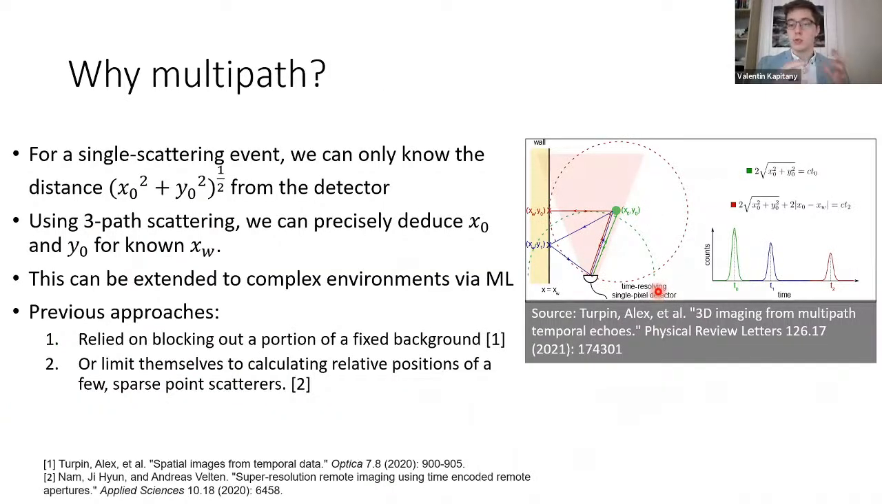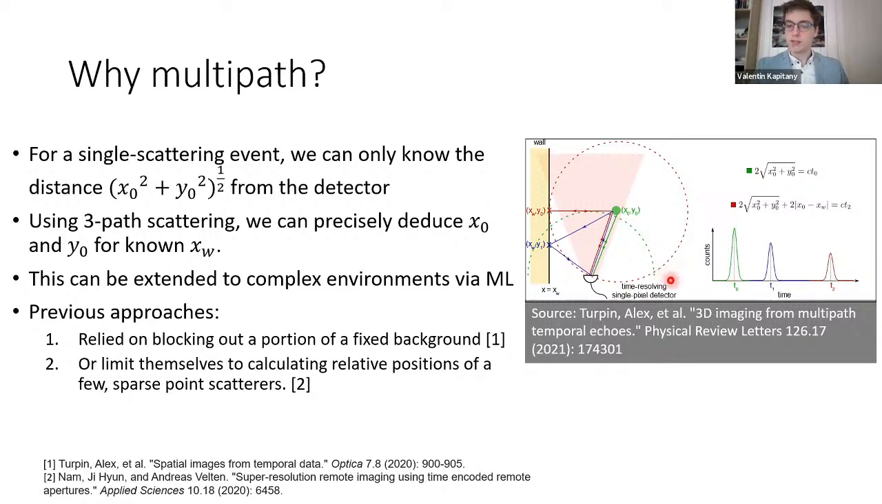And this brings us to why we want to use multipath. For a single scattering event, our imaging paradigm fails in the lack of a background anyway. You can imagine this in this image. If I have a transceiver here, emitting and receiving a signal, and then I have a point scatterer here, the transceiver will emit a signal, it will reflect off of the point scatterer, and it will arrive back at my transceiver. And I will get a spike corresponding to the time of flight of that signal.